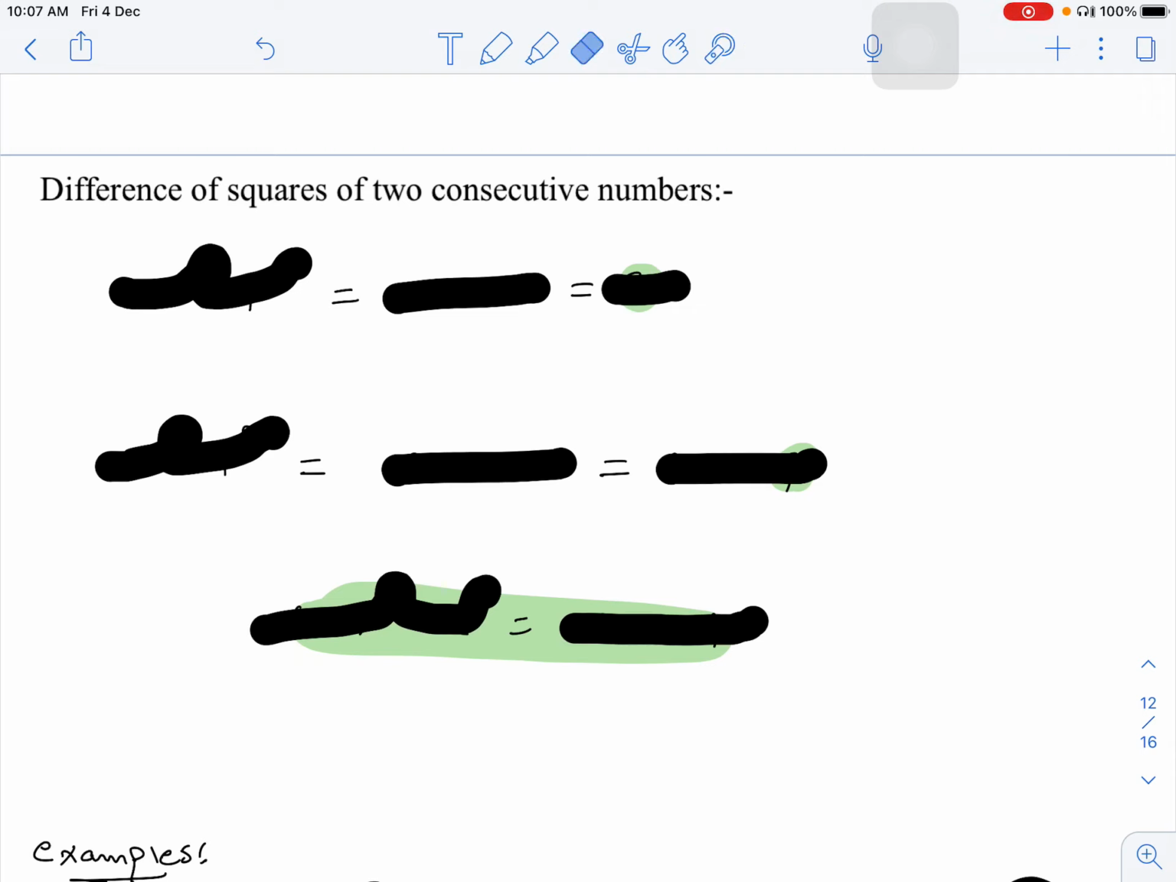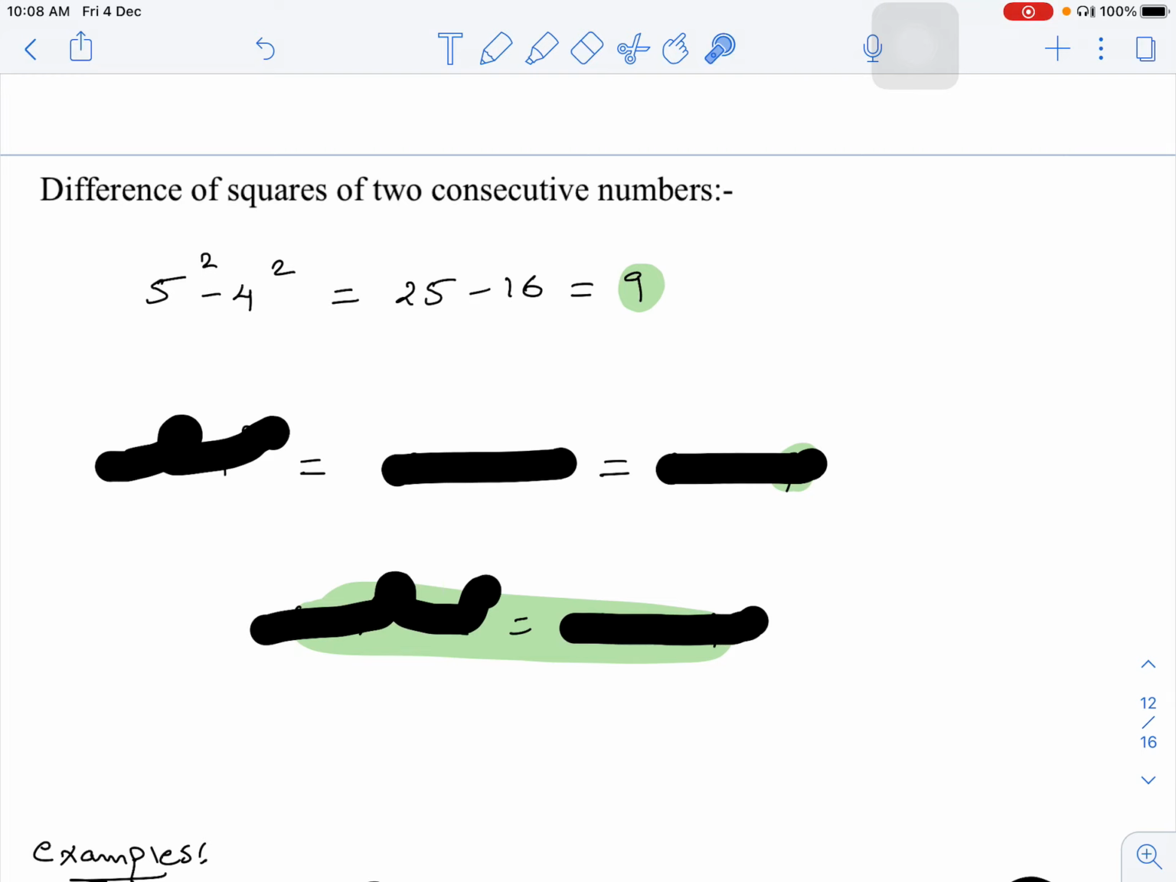Okay, for example, if we have numbers 5, 4. Now these are consecutive numbers in decreasing order. So whenever we have to find the difference between the squares of two decreasing consecutive numbers, just like now 5 square minus 4 square, first let us write the original values. Now 5 square is 25, 4 square is 16. So 25 minus 16 is how much? So our answer is 9.